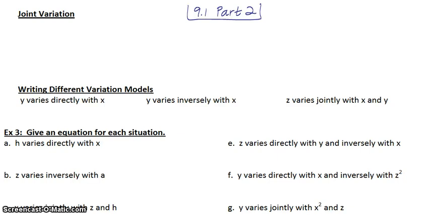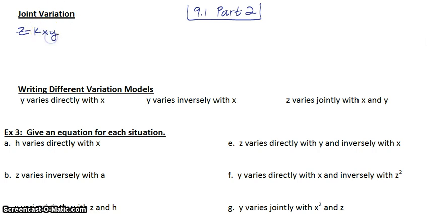Hey, welcome everybody to 9.1 Part 2. So in this part we're going to talk about joint variation and then kind of bring it all together by writing different equations for inverse, direct, and joint. Alright, so for joint variation, it's called joint variation because there's more than two variables, usually 3 or 4.